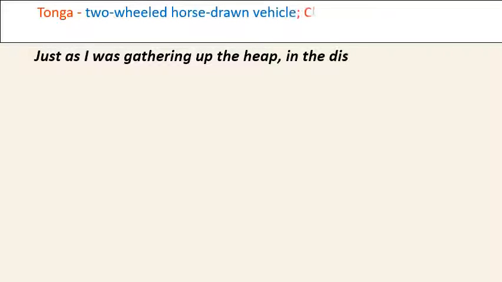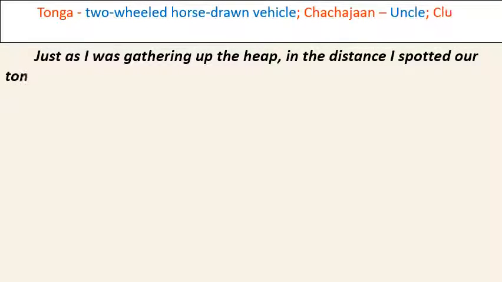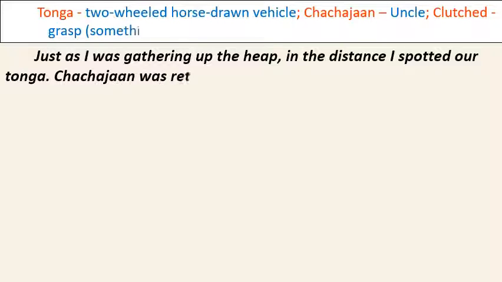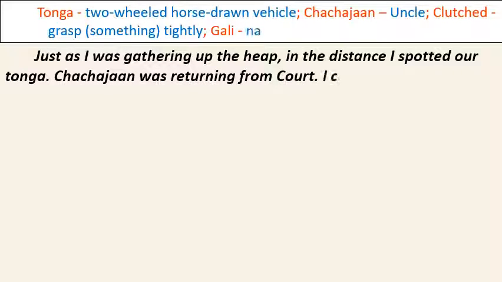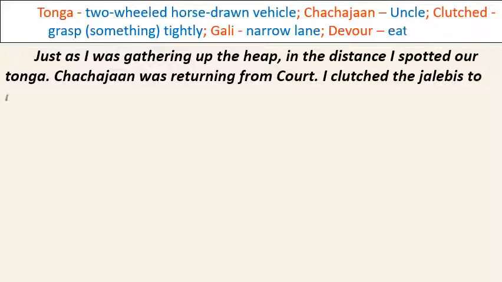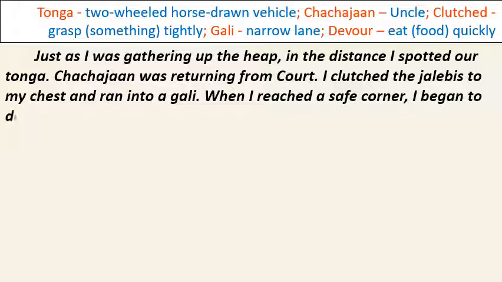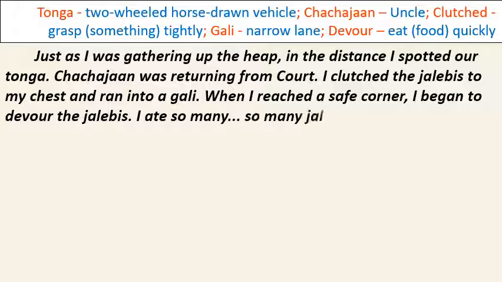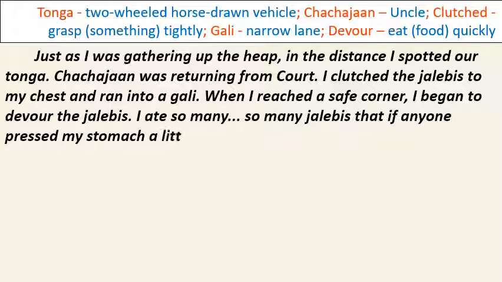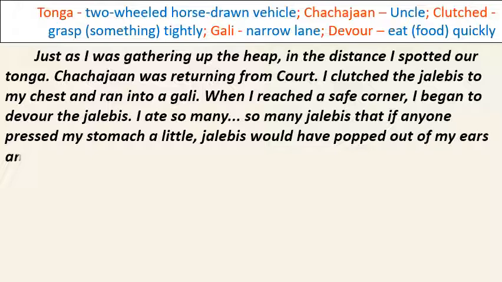Just as I was gathering up the heap, in the distance I spotted our tonga. Tonga means two-wheeled horse-drawn vehicle. Chacha Jan, means uncle, was returning from court. I clutched, means grasped tightly, the jalebis to my chest and ran into a gully. When I reached a safe corner, I began to devour the jalebis. Devour means eat quickly.